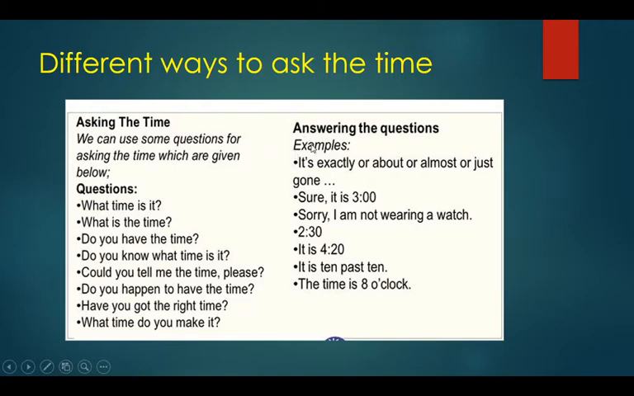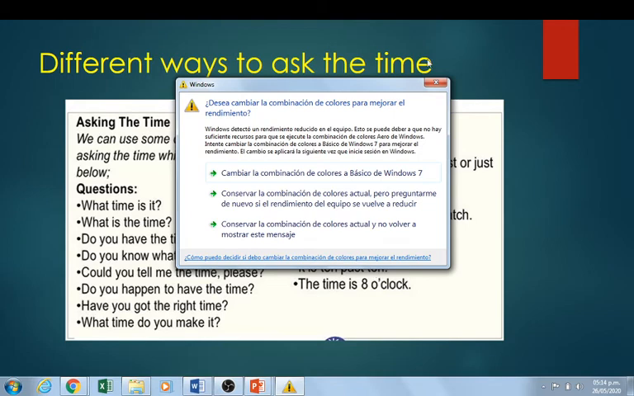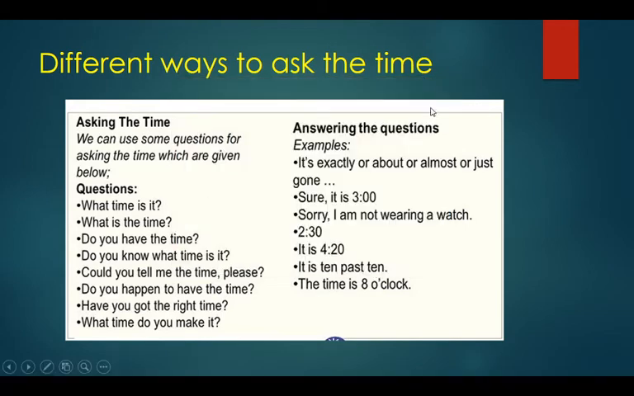And there are possible answers. For example, it is exactly or about. Exactly is when it's 8 o'clock, 7 o'clock, 6 o'clock. About means more or less, almost or just gone. Sure, it is 2:30. Sorry, I'm not wearing a watch. When you don't have a watch, you say it's about 2:30, it's 4:20, it's 10 past 10. And the time is 8 o'clock. These are all the different ways to tell the time.